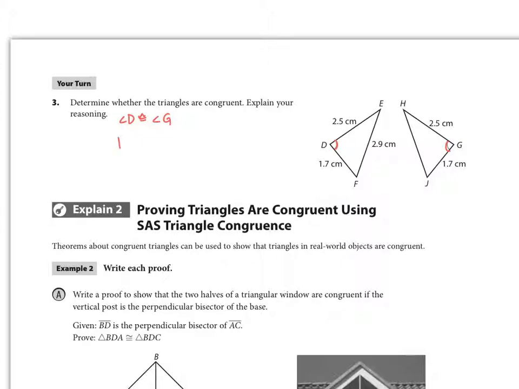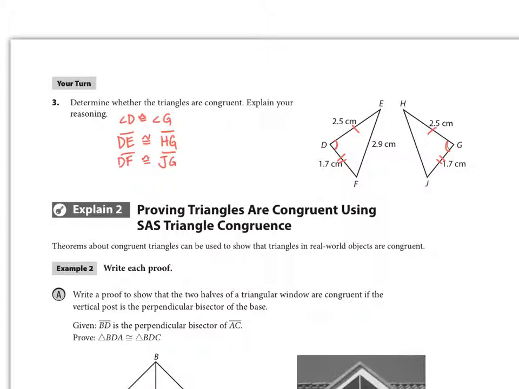We have side DE is congruent to side HG, right? We know they're congruent because their measures are equal. I'll mark that with one tick mark there. And 1.7 centimeters is on both DF and on JG.